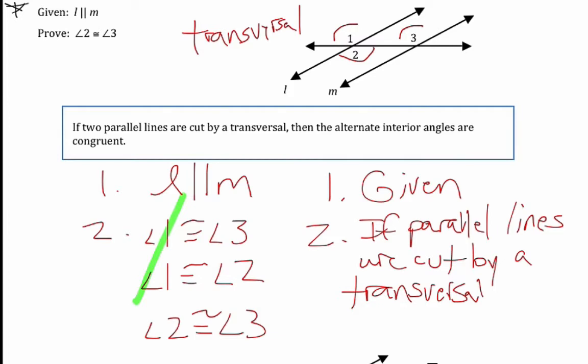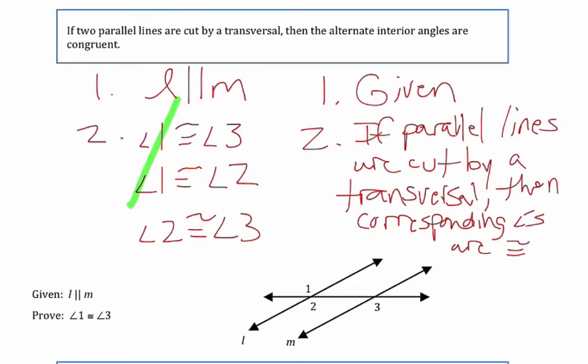If parallel lines are cut by a transversal, then corresponding angles are congruent. That was just the reason for number 2. Number 3, we use the idea that vertical angles are congruent to say that 1 was the same as 2. And then statement number 4, and I apologize for getting messy here, was we cut out the middleman and said 2 is congruent to 3 because they're all congruent to each other, which is simply a transitive property.